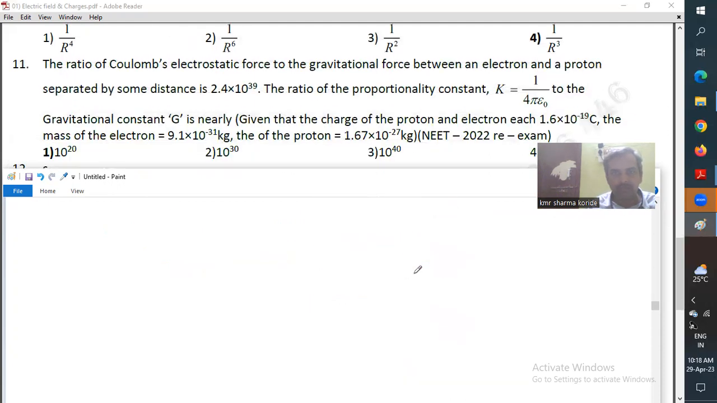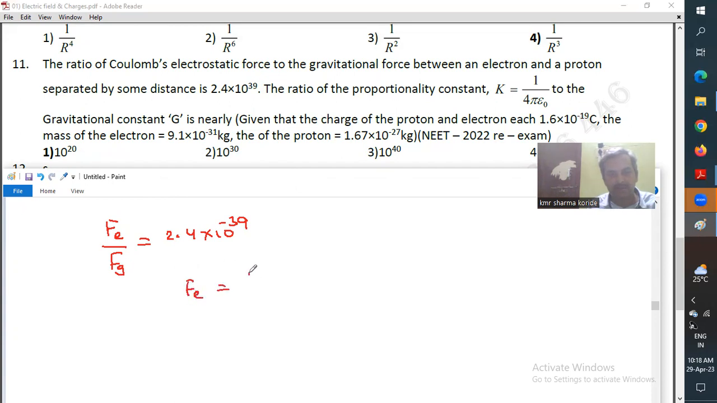Once again, there is a question based on the comparison of the electrostatic force and gravitational force. The ratio of Coulomb electrostatic force to the gravitational force between an electron and proton at a distance is given as 2.4 into 10 to the power of minus 39. The ratio's proportionality constant is K equal to 1 by 4 pi epsilon naught, to the gravitational constant G, nearly. So get back the formula.